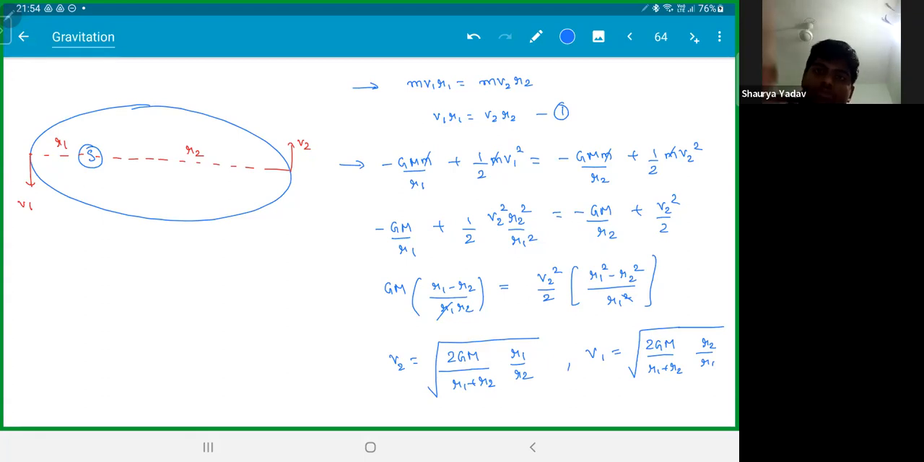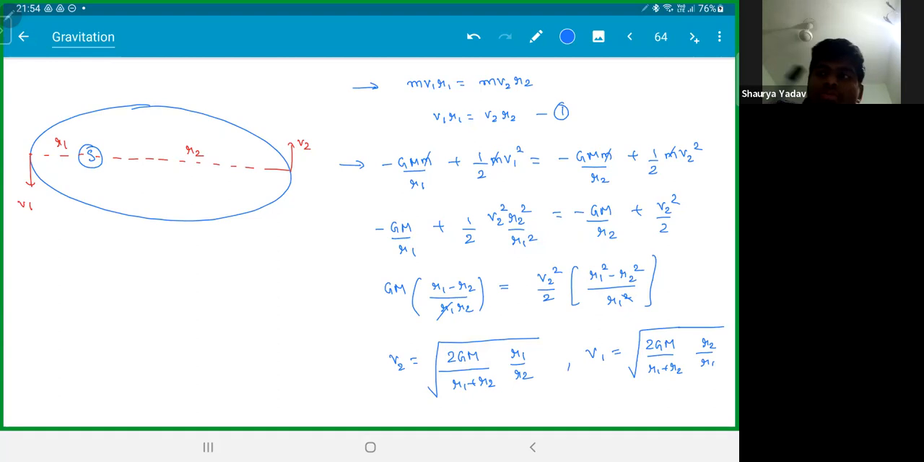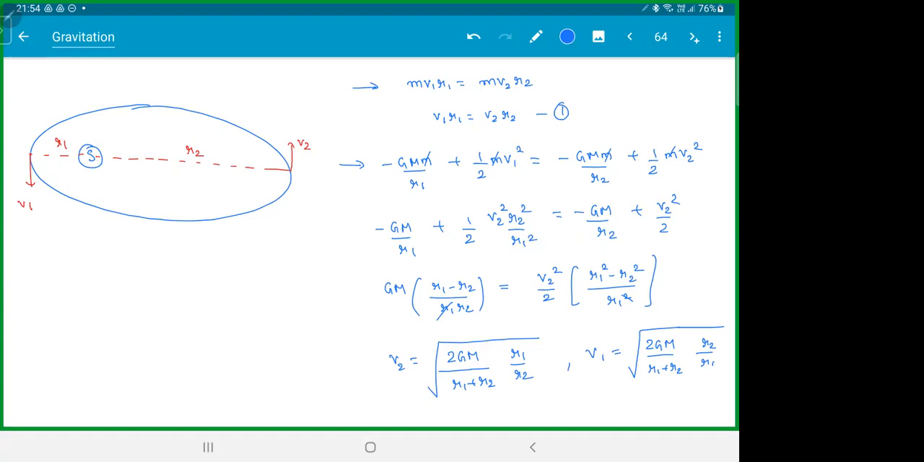Sir, the simplicity is (R2 minus R1) upon (R1 plus R2). Yes, let's see, this is clear first. Have a look at this, everyone. These are the velocities in terms of R1 and R2. Clear? So once you have this, what is the second part you want?